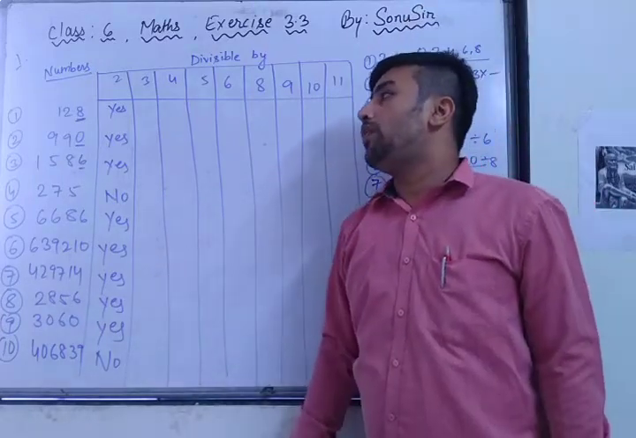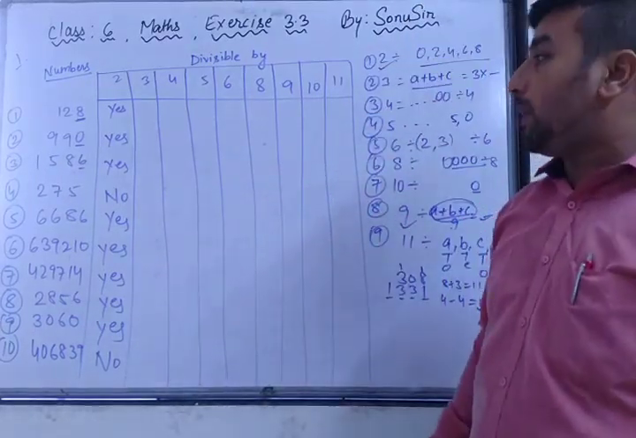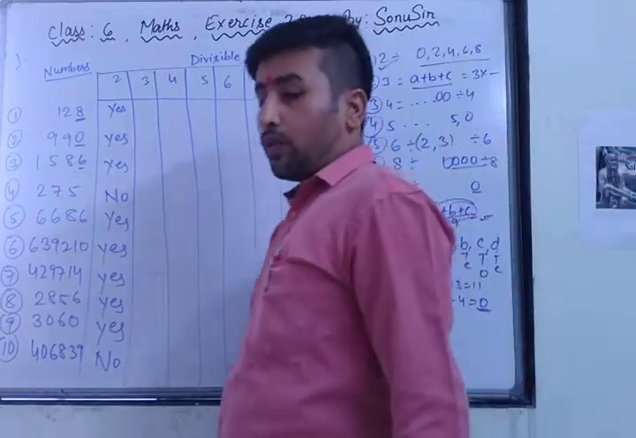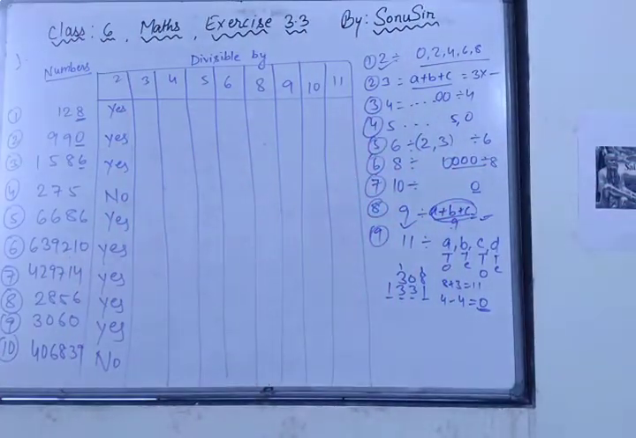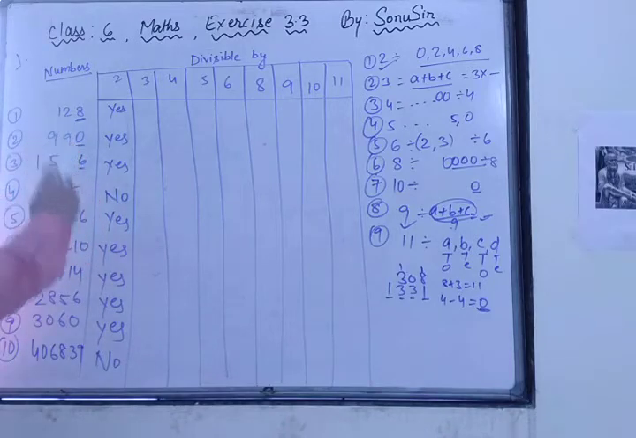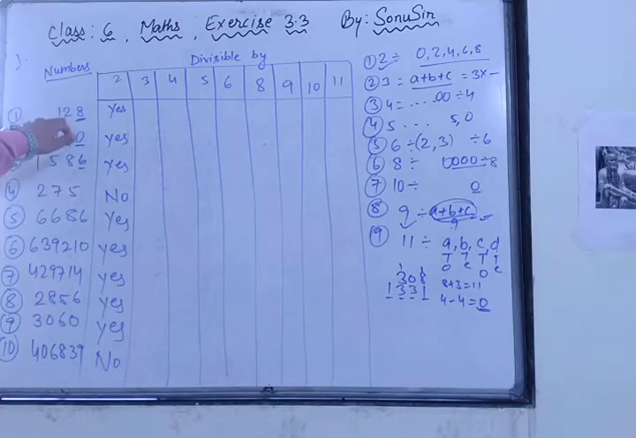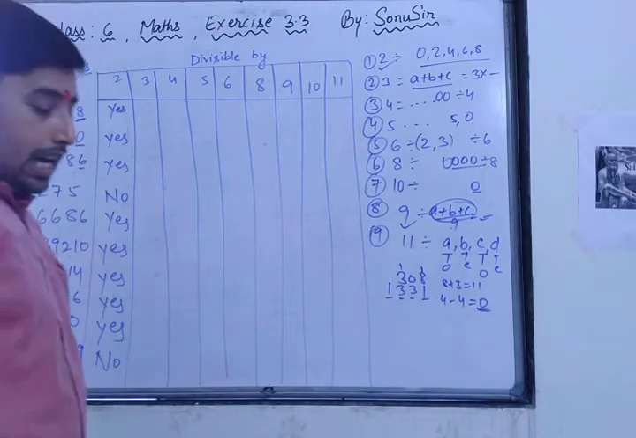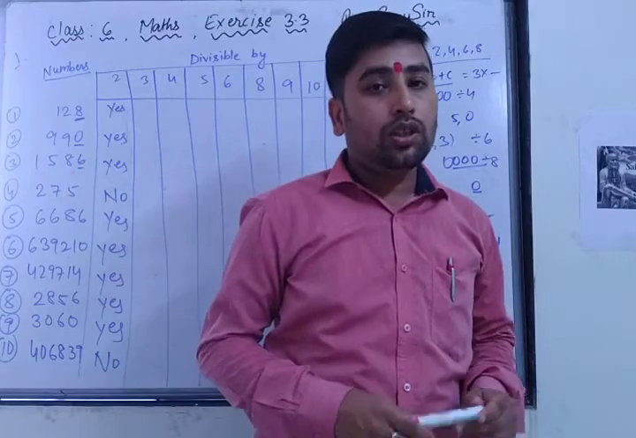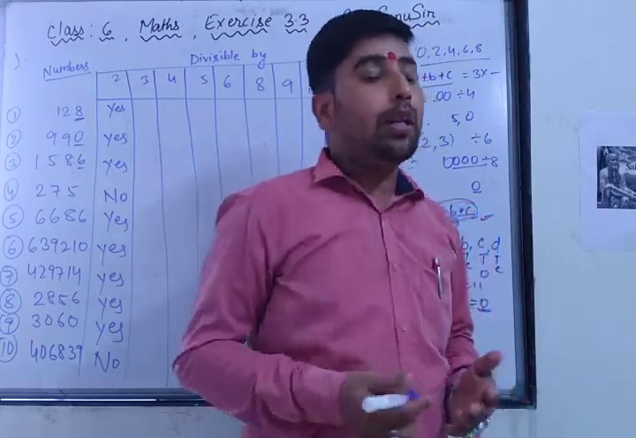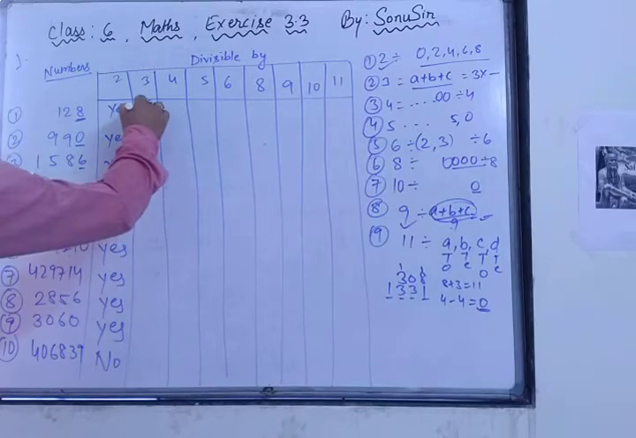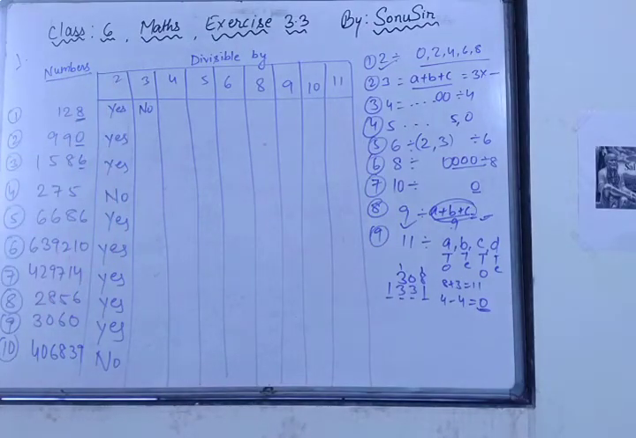Now let's come to divisible by 3. How will you write divisible by 3? See, I am going to solve just the first 4 questions for you. The rest of the questions you have to solve by yourself, but I will teach you how to solve them. So you can see, is 128 divisible by 3? What will you do in divisibility by 3? You add 1 plus 2 is 3, 3 plus 8 is 11. Is 11 a multiple of 3? No, 11 is not a multiple of 3. So this number is not divisible by 3.